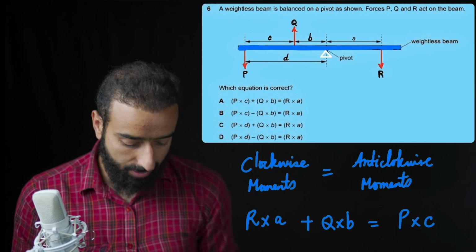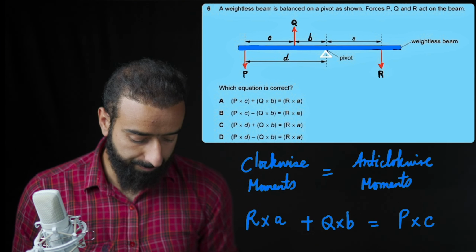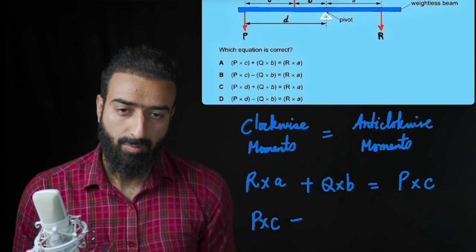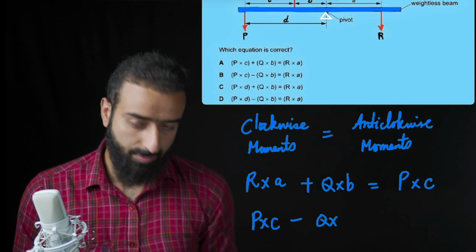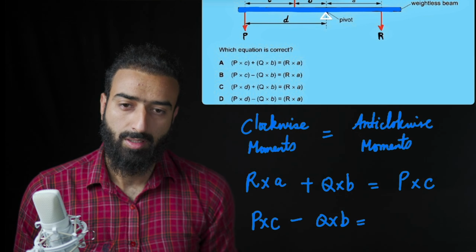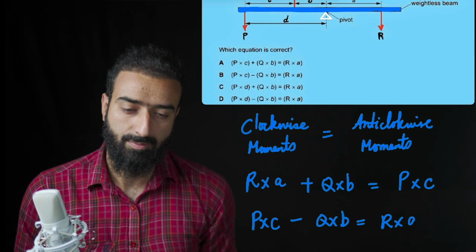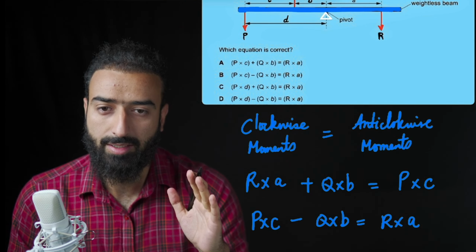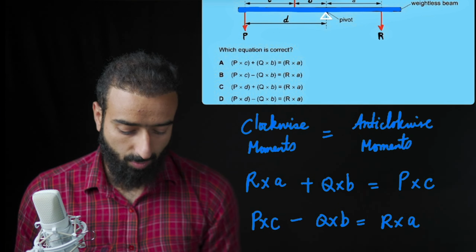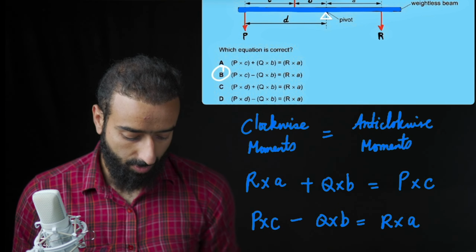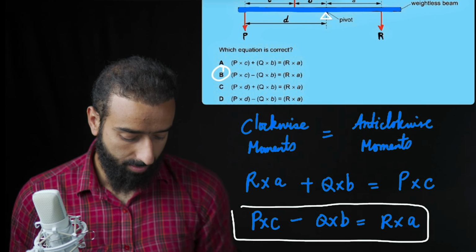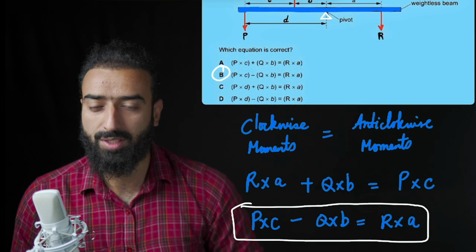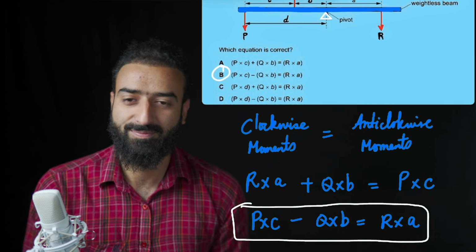We can rearrange this equation and write it as P times C minus Q times B equals R times A. If we check our options, we'll find that option B is the correct one. So option B matches our solution. So that's the solution for the first question. Let's move on to the other one.